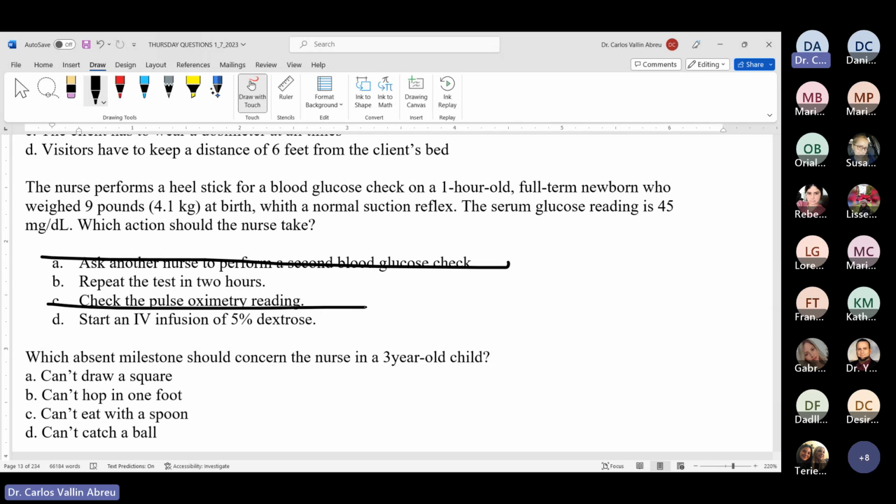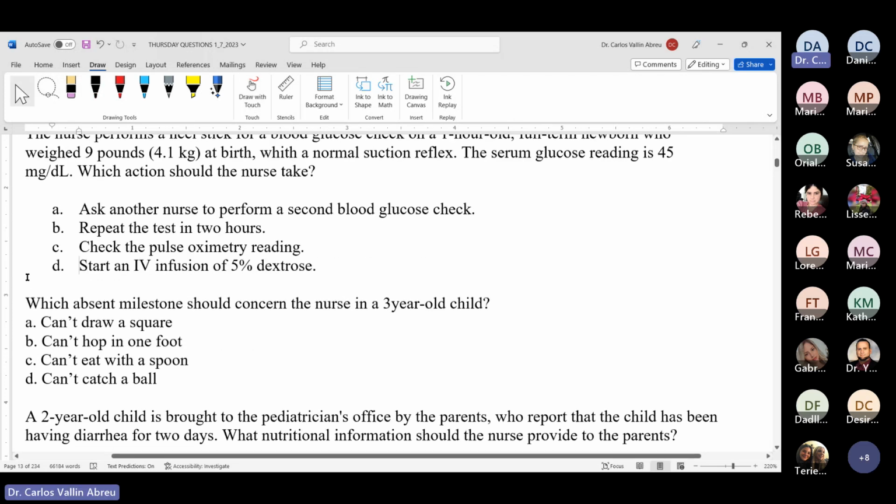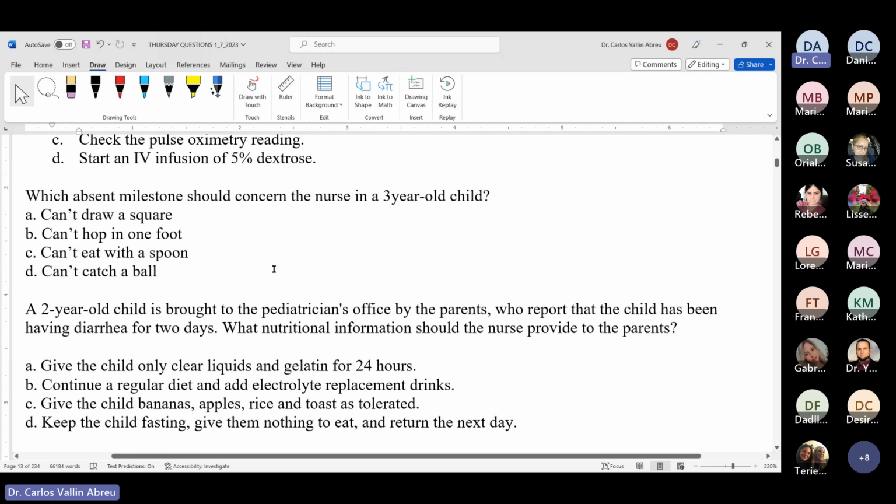Oxygen has nothing to do with this case. Why am I using IV dextrose if this child has a normal suction reflex and can eat? So the best answer is continue monitorization. Okay. Sometimes we complicate the question without need. Do you notice that? We all have this tendency, but we learn to avoid those mistakes.